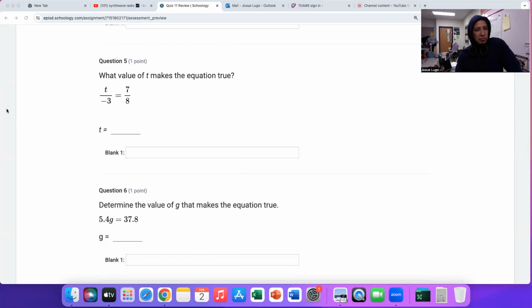I'm isolating the variable using the opposite operation, and whatever I do to one side, I do to the other. Here, this one may seem confusing, but again, t over negative 3, which simply means t divided by negative 3, is equal to 7/8. All right, the variable is here on the left side. How do I isolate? How do I get rid of dividing by negative 3? I don't even need to worry about it. Just do the opposite, multiply by negative 3.